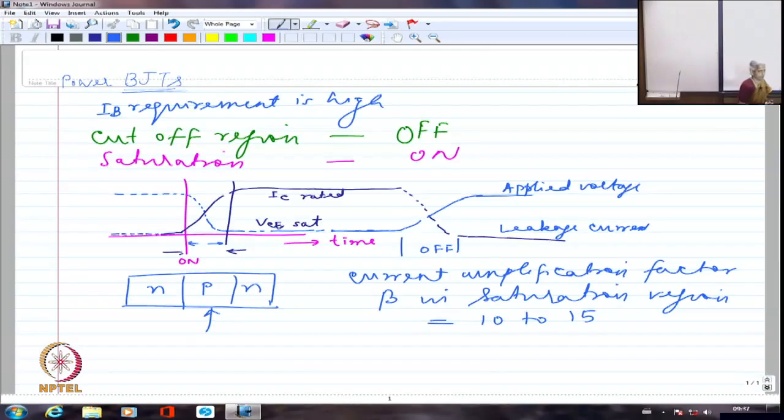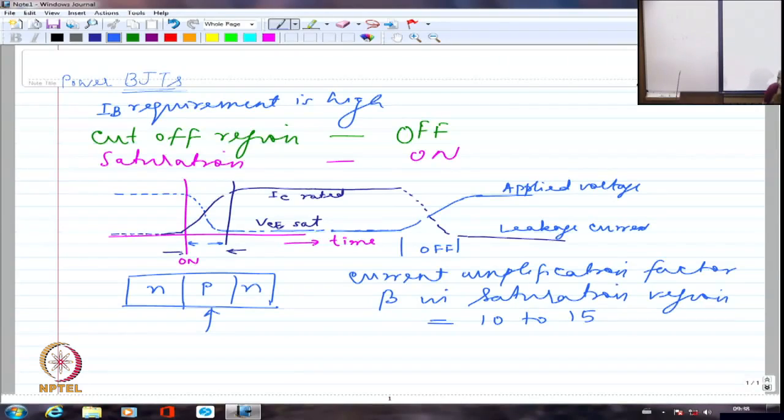So the current requirement from the base side becomes extremely large in the case of a transistor, which is one of the major disadvantages of the bipolar transistor being used as a power device. Because the moment you say power device, the currents are going to be very large. So you expect the base drive also to be designed in such a way that it will have its own heat sinks and everything. So it's a big problem to manage the base driver circuit of a transistor. That is the reason why power BJTs have not really become extremely popular for power electronic applications.